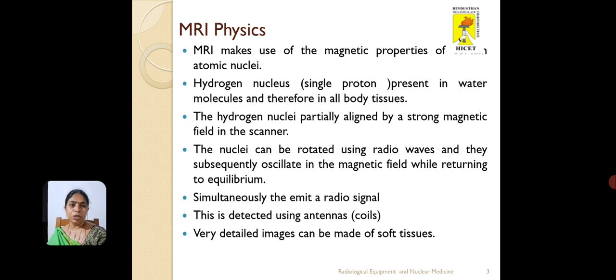The hydrogen nuclei are partially aligned by a strong magnetic field in the scanner. The nuclei can be rotated using radio waves, and they subsequently oscillate in the magnetic field while returning to equilibrium. Simultaneously, they emit a radio signal. This is detected using antennas, and a very detailed image can be made of soft tissues.